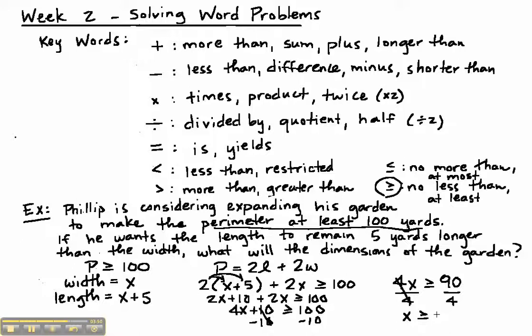90 divided by 4 is 22.5, making x plus 5 27.5. So to answer the question, the dimensions of the garden must be at least 27.5 by 22.5.